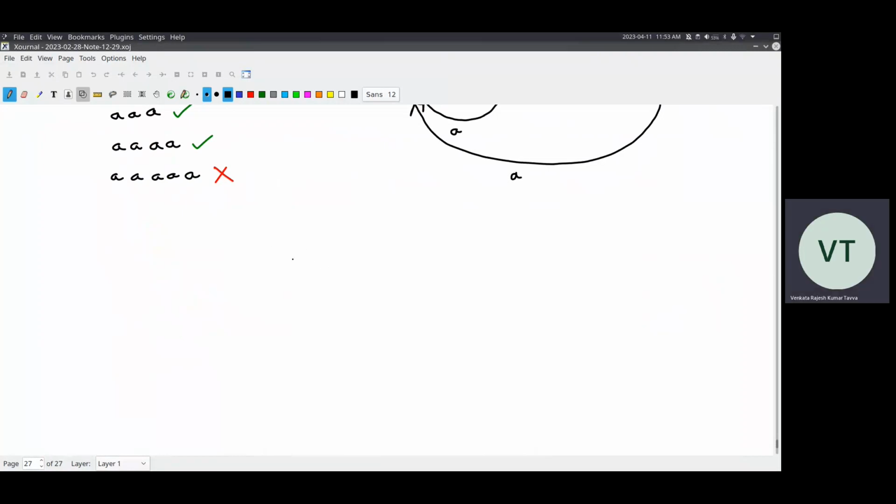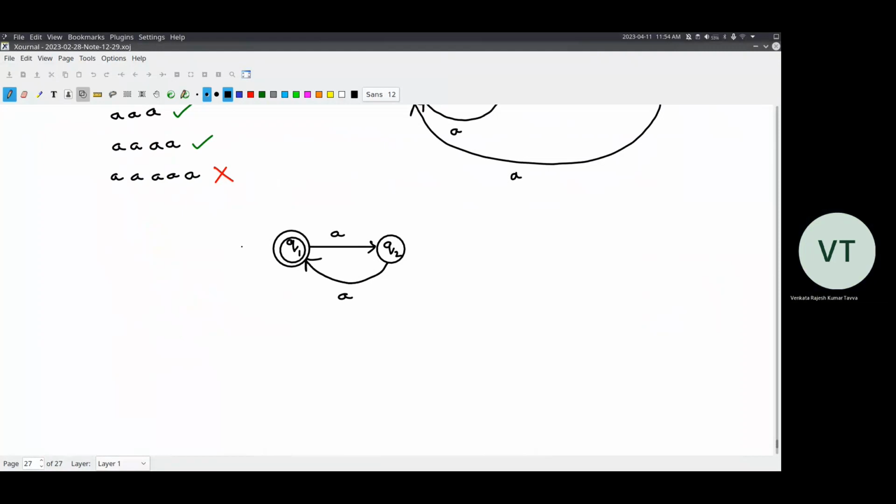First, someone tell me what is the machine which accepts strings of lengths which are multiples of 2? Two states. First state is an accept state. On another A, it comes back to the first state. All right. So this is for multiples of 2.